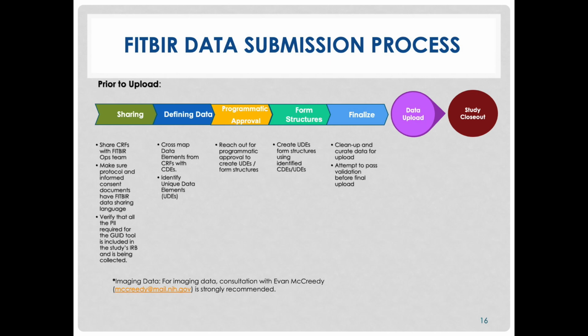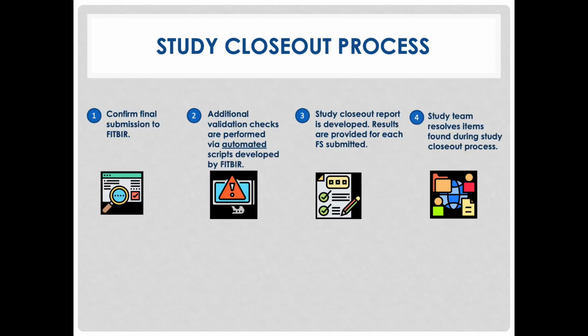When all data has been submitted, the study closeout process can begin. There are 4 steps with the study closeout process. Confirm final submission to FITBIR. Additional validation checks are performed via automated scripts developed by FITBIR. Study closeout report is developed. Results are provided for each form structure submitted. Study team resolves items found during the study closeout process.